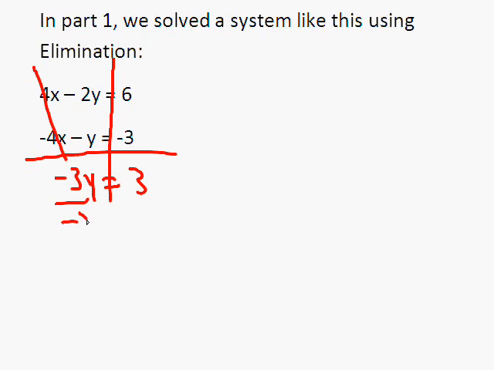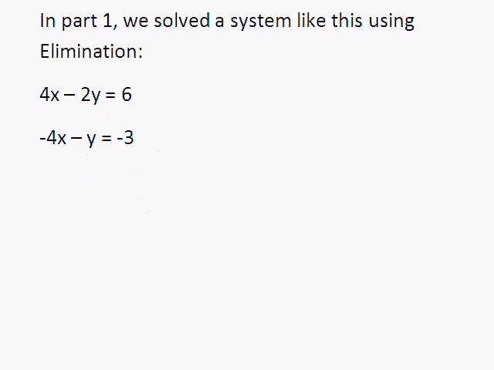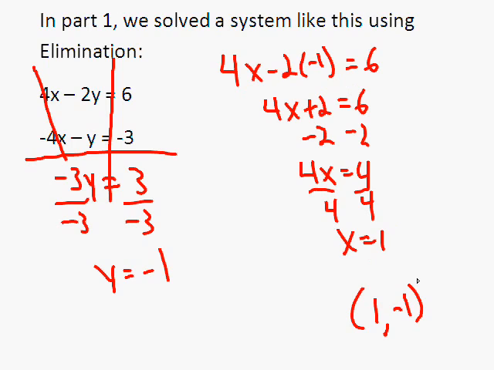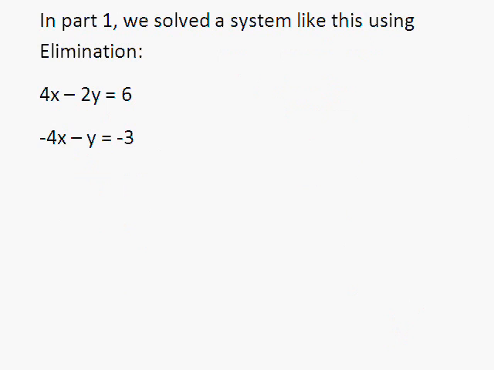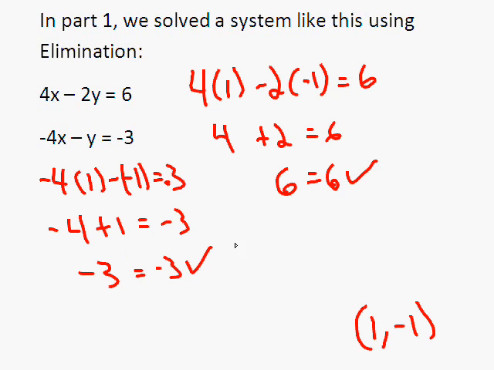We can then solve for y by dividing both sides by negative 3. So we get y equals 3 over negative 3, or negative 1. So we solve for our y value, then we substitute that in, solve for x, and then check our solution. When we do this, we should get a solution that looks like 1, negative 1. Then we check our solution, and we find out that 1, negative 1 is indeed our solution.